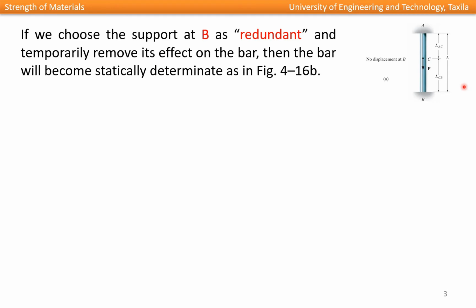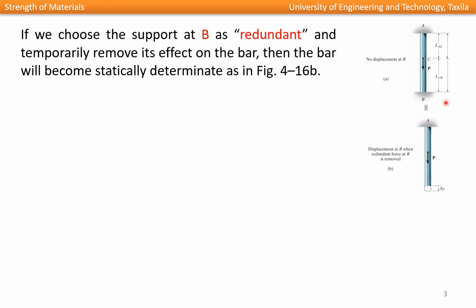So here we have two support reactions, one at A and one at B. For this case we have only one equilibrium equation, as we discussed in the previous lecture, but we have two unknowns. So we cannot find two unknowns from the single equation of equilibrium.